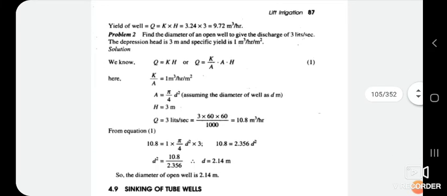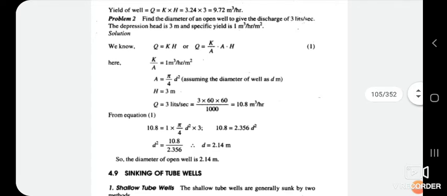Okay, and the next one is to find the diameter of an open well to give the discharge of 3 liters per second. The depression head is 3 meter, and specific yield is 1 meter cube per hour per meter square. And again we know the formula for the open well, that Q is equal to K into H, or Q is equal to K by A into H. If you're not aware of this formula and the derivation, you can go to the previous videos and check out the derivations, or check out the textbook, and then step on to the same problem.